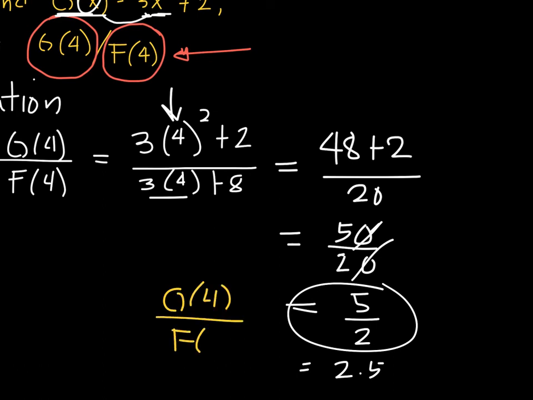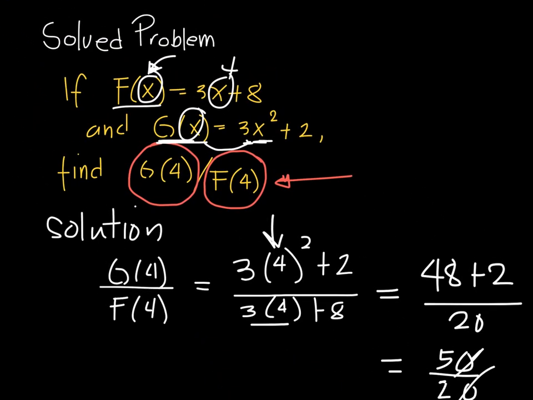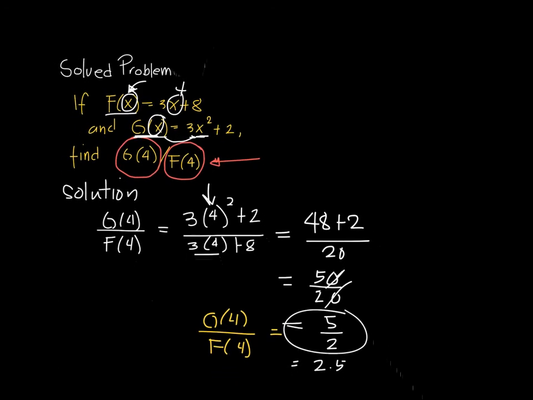over f of 4. So to summarize, know what is being asked and then just evaluate based on the given number. So it's 4 to the g and 4 to the f, and then since it says divide g of 4 by f of 4, divide the values you obtain from the two.